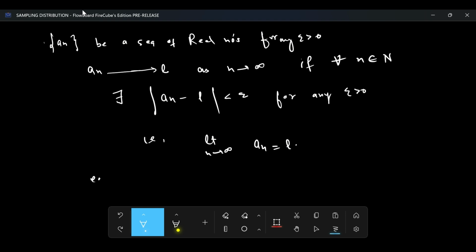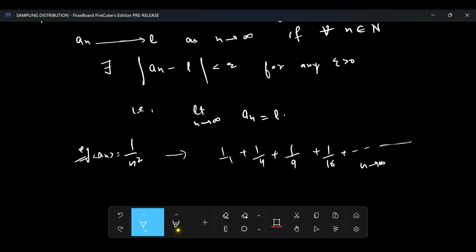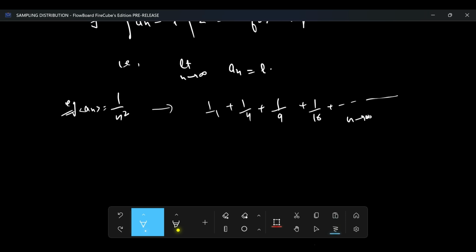So example 1: 1 by n square. This is my sequence a_n. When we expand this, it becomes 1 by 1 plus 1 by 4 plus 1 by 9 plus 1 by 16, and so on. As you can see, this will converge to some point. When n tends to infinity, the limit of 1 upon n square will converge to 0, right?